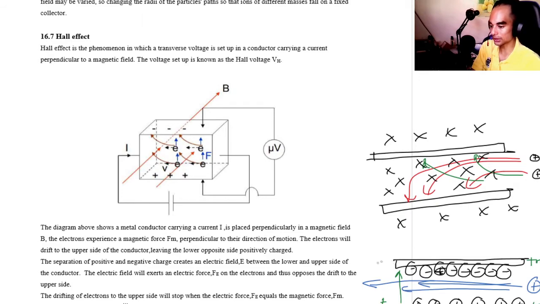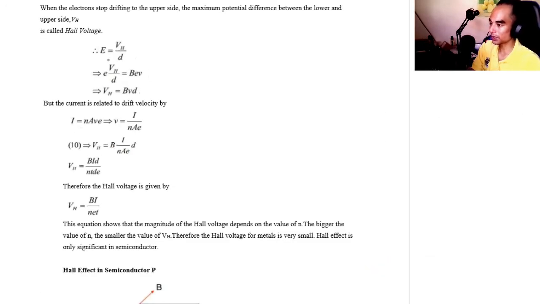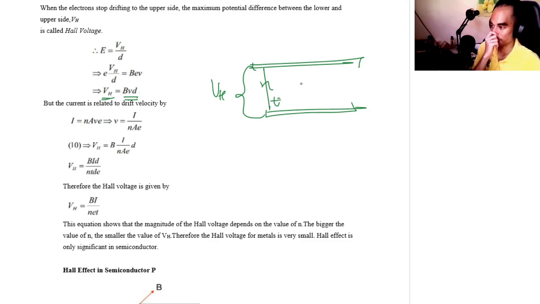If you take a voltmeter, there will be a reading of voltage over here, the potential difference between the bottom and the top of the conductor. When this has happened, you have FE equals FM, so eE equals Bev, and you have E equals V over d. This is the Hall voltage, VH equals Bvd. The voltage between top and bottom, VH, is the potential difference from top to bottom. The current is related by I equals nAvq, so VH equals BId divided by ntde, or we can use VH equals BI over net.